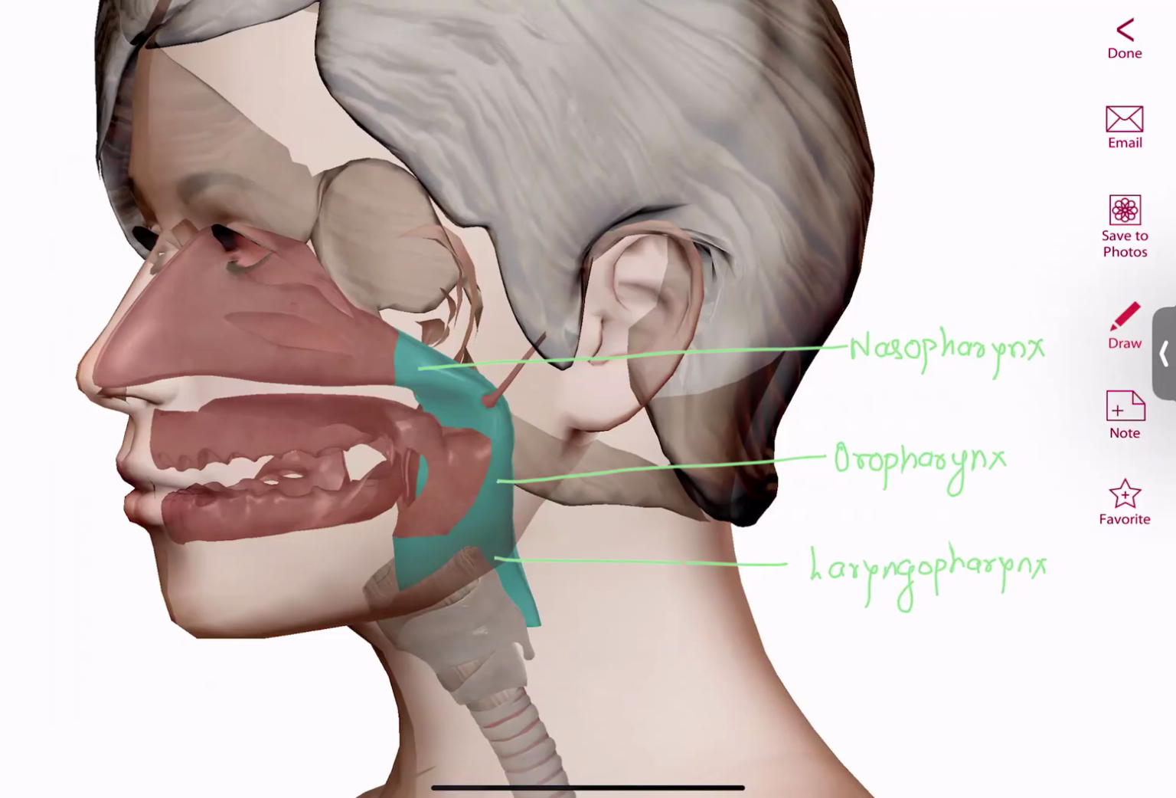So the pharynx is basically a common passage for air as well as food. Now the laryngopharynx has two bifurcations, one leading towards the larynx, the other leading towards the esophagus. So here, if I mark, this will lead towards the esophagus, the posterior part.